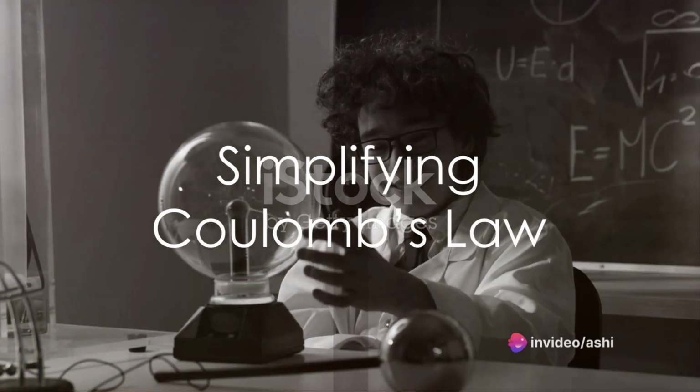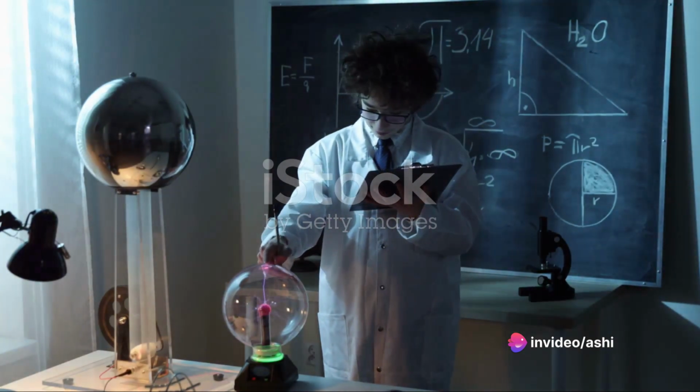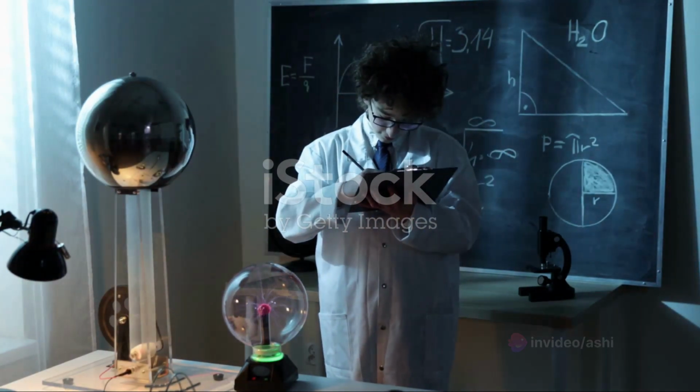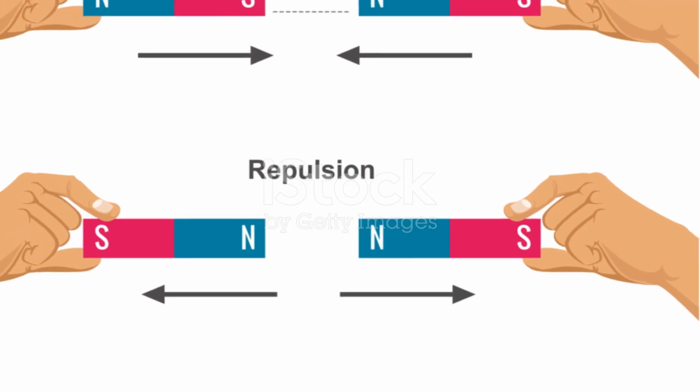Coulomb's law, named after the French physicist Charles-Augustin de Coulomb, is a simple yet powerful law that governs the interaction between electric charges. But what does this really mean? Well, let's break it down. Imagine you have two charges.